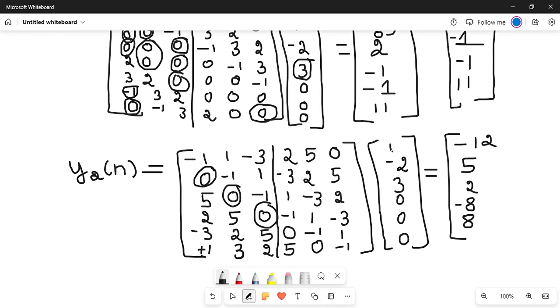So this is 1 into 1 is 1. And this is 3 into minus 2 is minus 6. So minus 6 plus 1 is minus 5. And here 2 into 3 is 6. So minus 5 plus 6 is equal to 1. Right? Yes. So just a minute, I'll make a clarification.